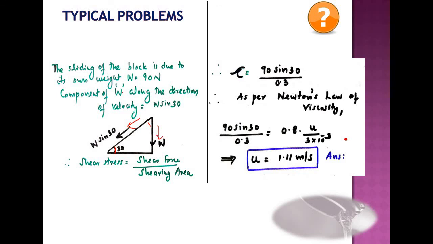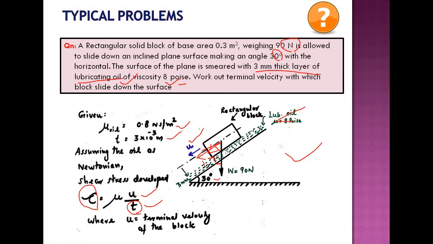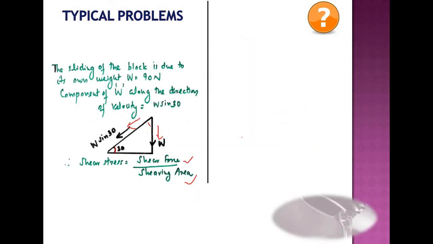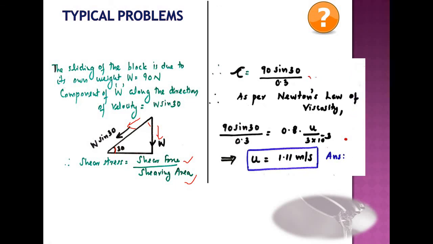Okay. So what about the shear stress? Shear force divided by shearing area. So what is the shearing area? You see this shearing area, it is given as 0.3 meter square. That is the base area of this block. So 90 sin 30 divided by 0.3 will give you the shear stress. So tau equal to mu du by dy. This is tau, this is mu, u we need to calculate, dy is thickness of the oil film. Then substituting all these values, we get u as 1.11 meter per second. Thank you.